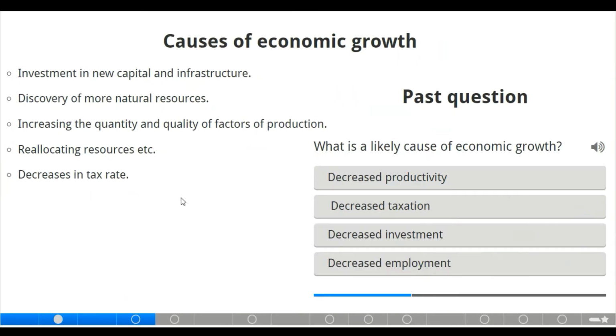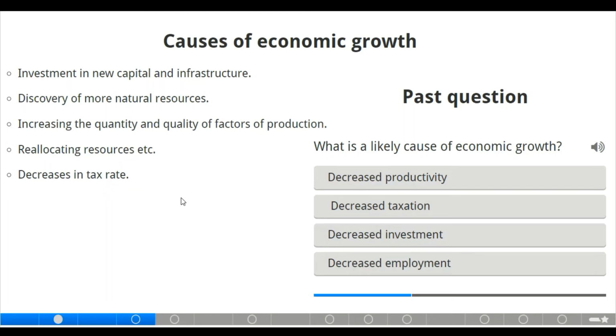Now we move to the next slide. We now have the causes of economic growth, and we also have a past question here beside it. Now let us check the first point: investing in new capital and infrastructure. How does it cause economic growth? Of course, when there is investing in new machineries, buildings, and so on, that leads us to economic growth.